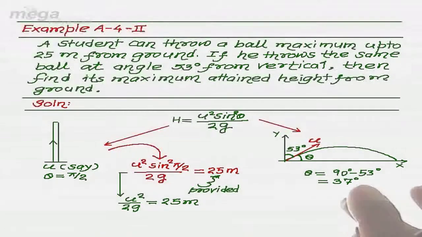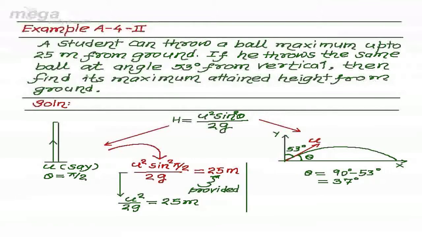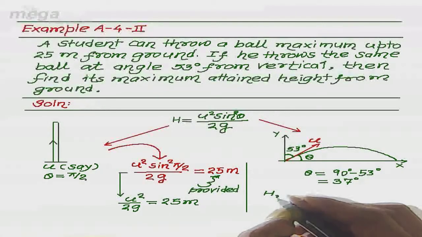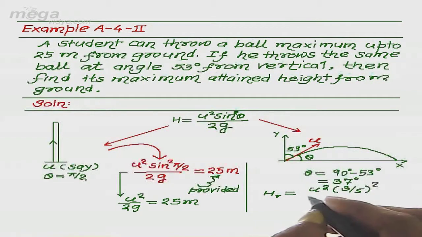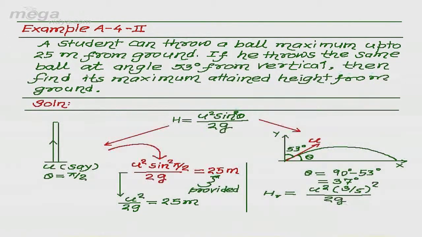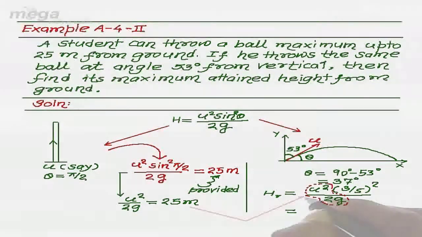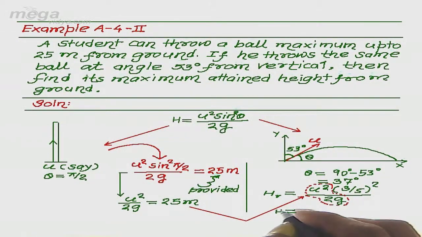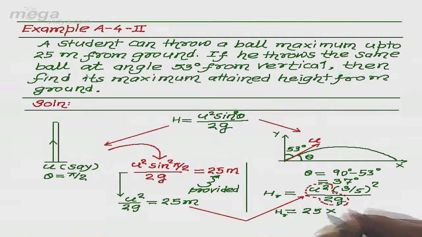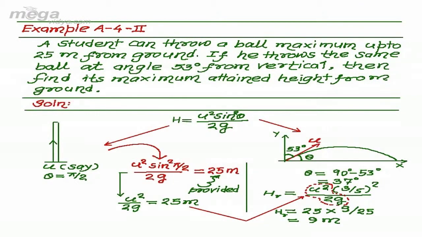So using this value of angle in this formula, we can write that H required is equal to u square, 3 by 5 square, divided by 2g, and as we have the value of u square by 2g to be 25, we can write that the maximum height H required is 25 multiplied by 9 upon 25, which is 9 meter. So the desired result is 9 meter.